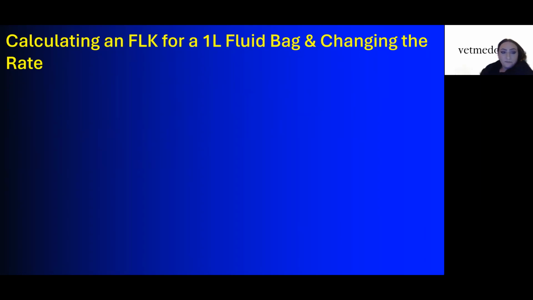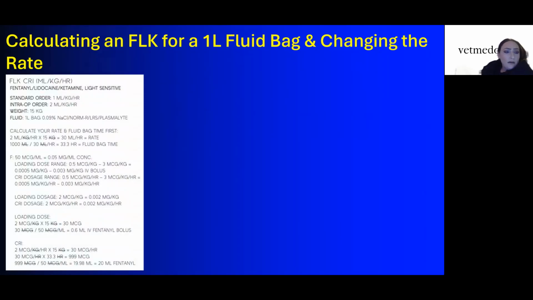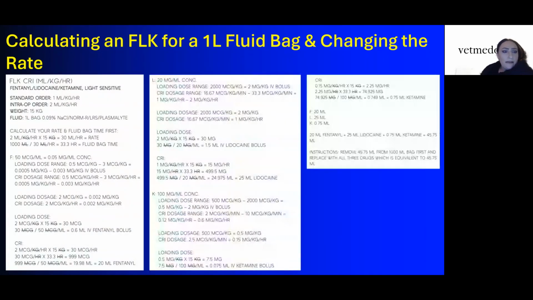All right, so calculating an FLK for a 1 liter fluid bag and changing the rate. So we are going to go ahead and take a look at this. The standard order for a FLK is 1 mil per kg per hour, and that's prior to surgery. The intra-op order is going to be increased to 2 mils per kg per hour, and then it can be increased from there as well.